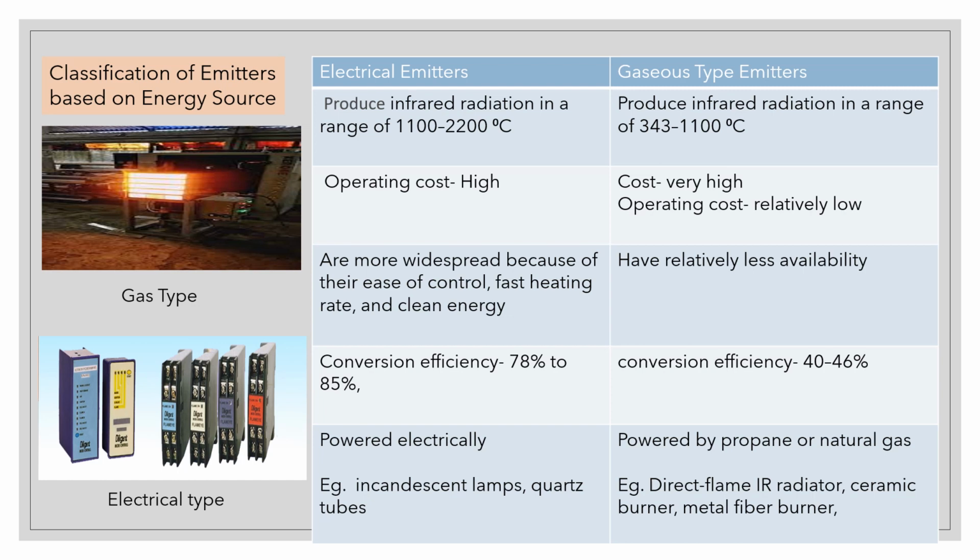The operating cost of electrical emitters is high, but the operating cost of gaseous type emitters is relatively low, but the initial cost is very high. The conversion efficiency is 78% to 85% in electrical emitters and 40 to 46% in gaseous type emitters. Electrical type emitters consist of incandescent lamps and quartz tubes, and the gaseous type emitters consist of direct flame infrared radiators, ceramic burners, and metal fire burners.